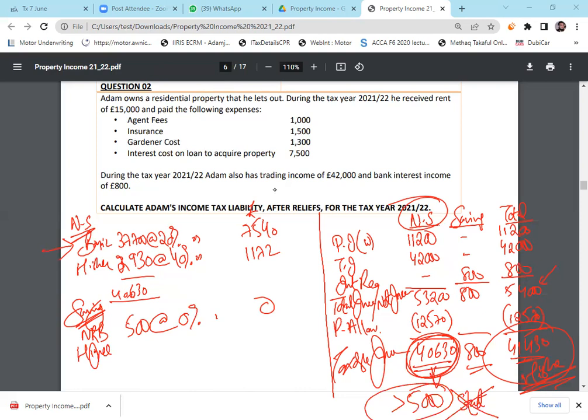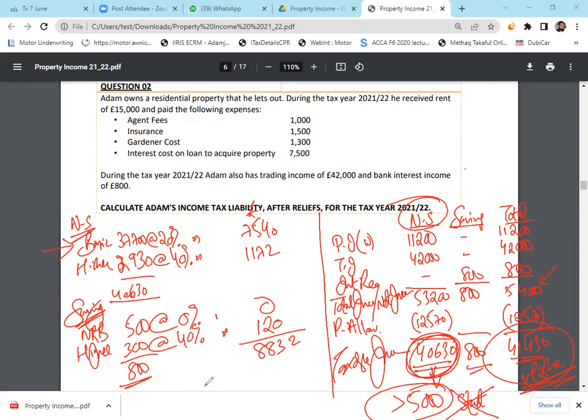Yes, it's consumed. So the remaining out of 800, the remaining 300, and the rate is 40%. Okay, 120. Total is 8,832. Okay. Till here, we did in the same manner which we learned earlier.